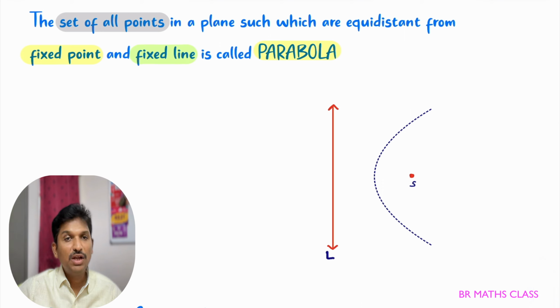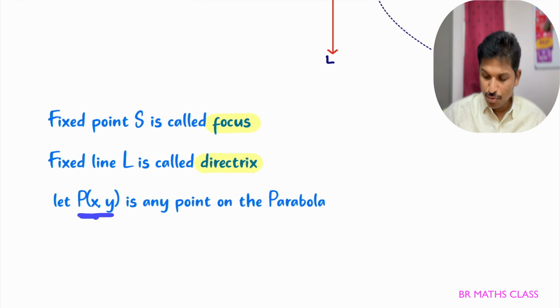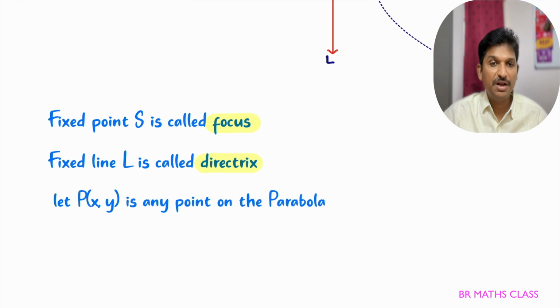Now what did you learn? You learned the definition of a parabola, what is the focus, and what is the directrix. Now we'll derive the equation of a parabola. To derive the equation of a parabola, I'll take a point P of x comma y. On the parabola, infinitely many points will be there. I'll take one point. P of x comma y is any point on the parabola.